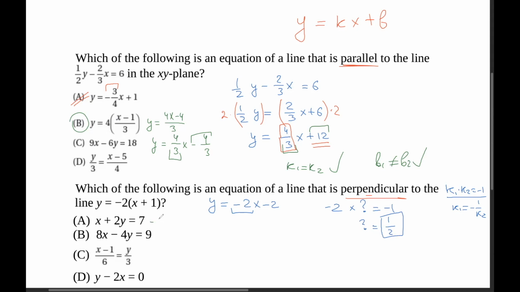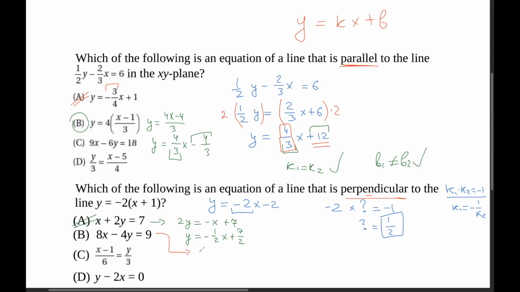Let's first start with case A. 2y is equal to minus x plus 7. It means y is equal to minus 1 over 2x plus 7 over 2. Look, this is not 1 over 2. This is minus 1 over 2. So I erase case A. This is not the answer. I'm going to check case B.